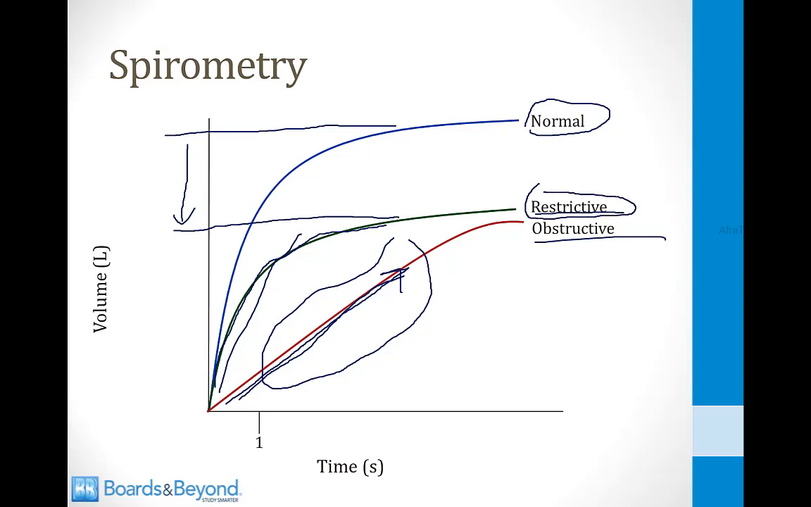There are many different ways they can show you the spirogram data, but in all of those cases, the restrictive patient will have a similar shape to the normal patient, just smaller volumes, whereas the obstructive patient will have a much different slope and shape compared to normal.